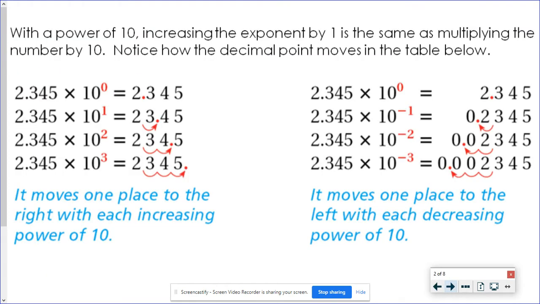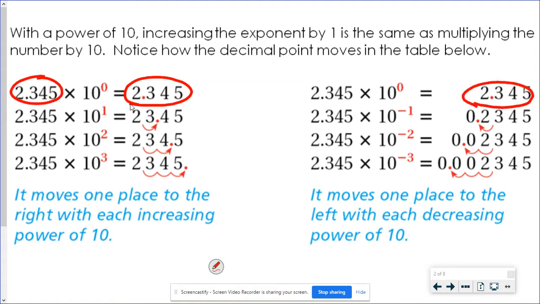Here you can see I've got the same number, 2.345, to different powers. Both of these columns start with 10 to the 0 power. You know that 10 to the 0 power is equal to 1, and multiplying by 1 doesn't change anything, which is why the number that we have right here is exactly the same as what we started with. Same thing here. Because it's a 10 to the 0, it didn't do anything.